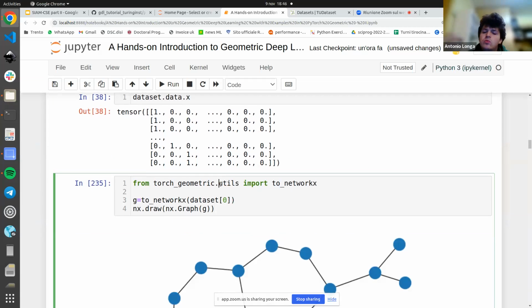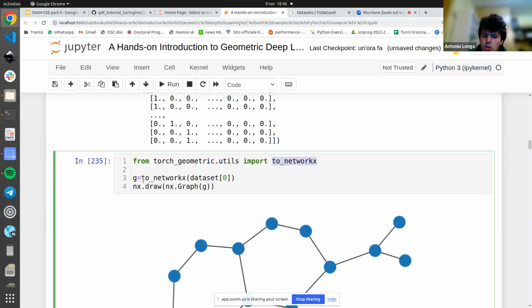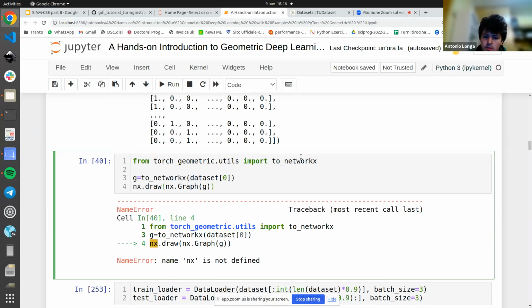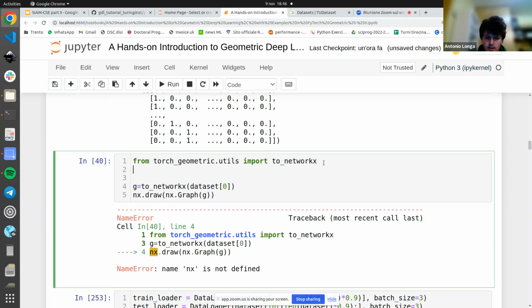If we would like to visualize those graphs, it's quite easy. PyTorch Geometric has these utils that contain to_networkx. So what you have to do is just call to_networkx of the specified graph, and call the function networkx.draw. Import networkx, sorry.